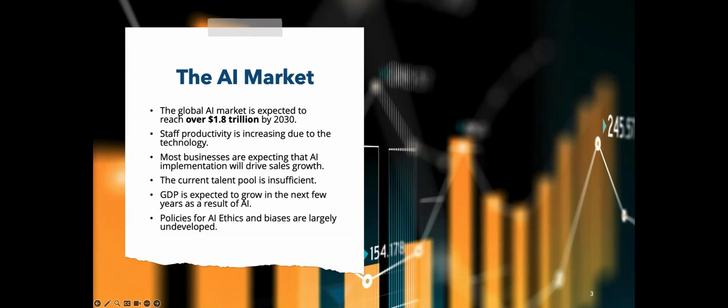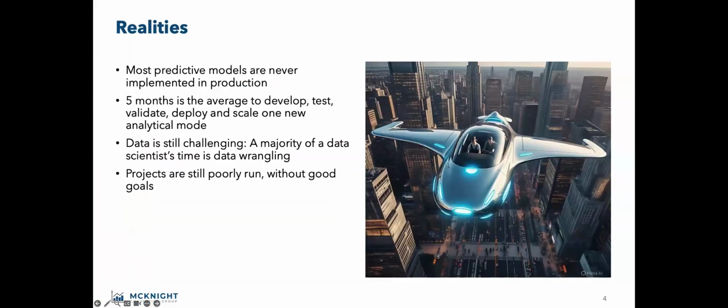Policies for AI ethics and biases are largely undeveloped. Yes, that is a reality that we'll have to deal with. These are some more. Most predictive models are never implemented in production. That's right. So if that's you, if you've been building models and they haven't seen the light of day in production, you're not alone. Projects also take longer than expected. 5 months is the average. Now, I think that's going to come way down with agentic AI to maybe a month or hardly any time to develop, test, validate, deploy, and scale an analytical model.